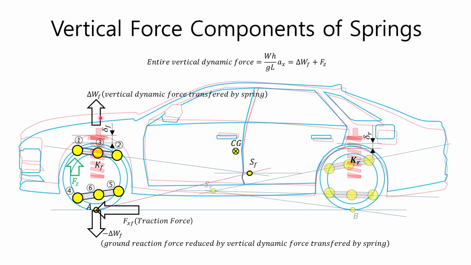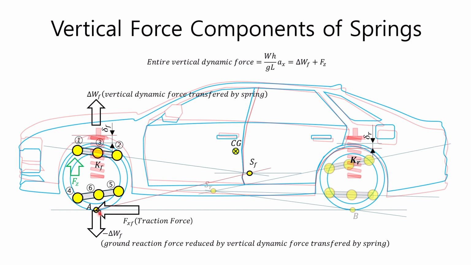As a result, the ride height of the front axle increases by the amount of delta F. Here, the displacement delta F has a positive value when it is a bump and a negative value when it is a rebound. Therefore, the front wheel ground reaction force delta WF has a negative value and acts in the vertical downward direction. The dynamic load delta WF is the vertical dynamic load transferred through the spring when the driving force FXF occurs in a front-wheel drive vehicle.